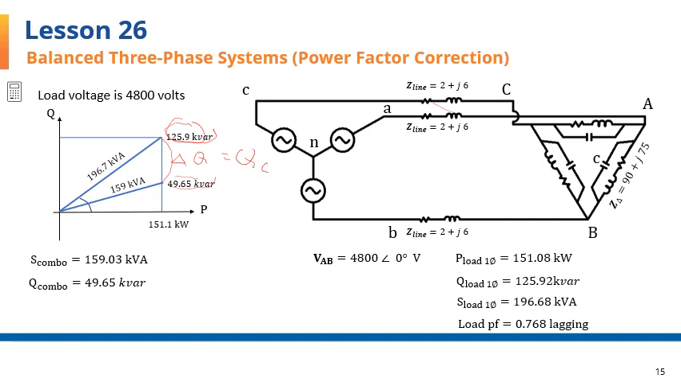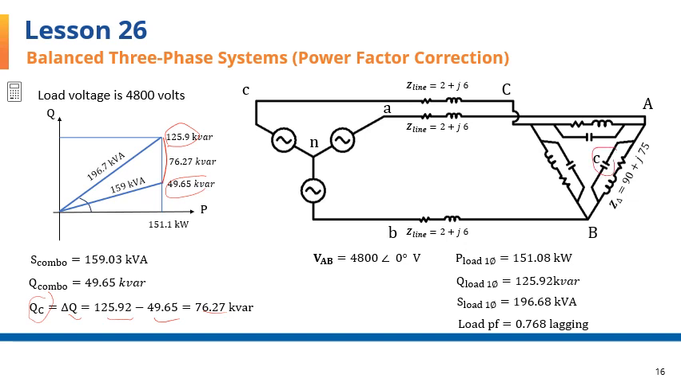So I'm just going to call it Q sub C. Let's look at that difference. Delta Q equals 125.92 minus 49.65, and that comes to 76.27 kilowatts, which is the reactive power demanded of this capacitor here.